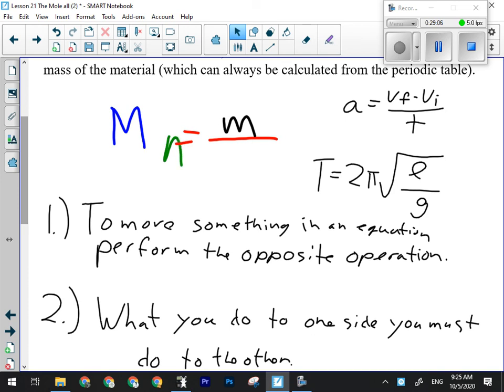Yeah, divide both sides by it, if I wanted to. I'm never going to have to, but okay, if I had to, that's what I would do. Okay? Fairly easy formula to use.